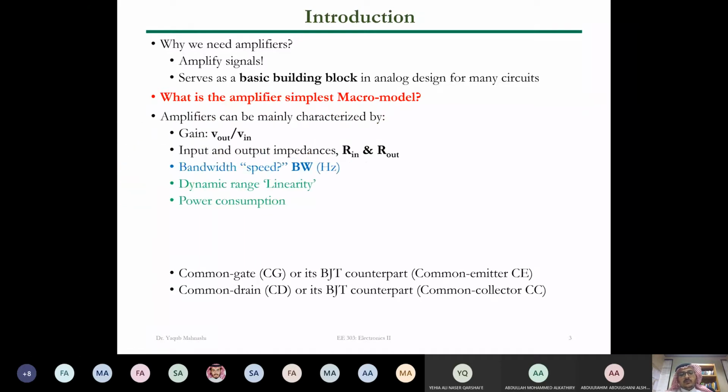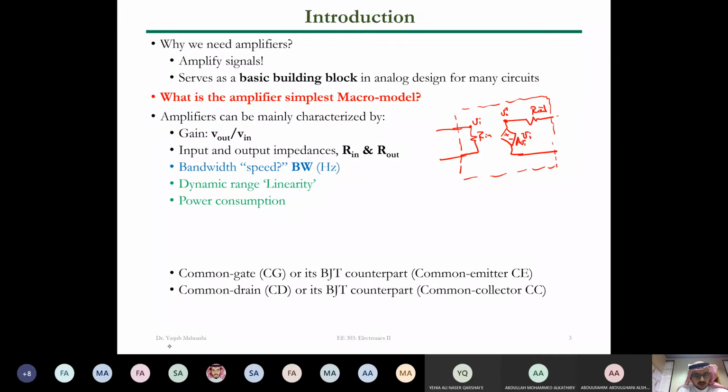And we talked about the macro model for the amplifier. The simple macro model for any amplifier, if I am talking about voltage input, voltage output, or what we call voltage amplifiers, we can represent by R in here, a voltage controlled voltage source, and an R out here. We have an intrinsic voltage here, let's call this one Vi, this is V output dash, and this is your load.